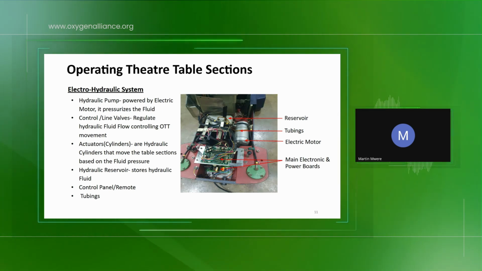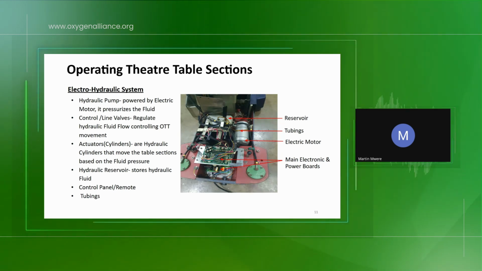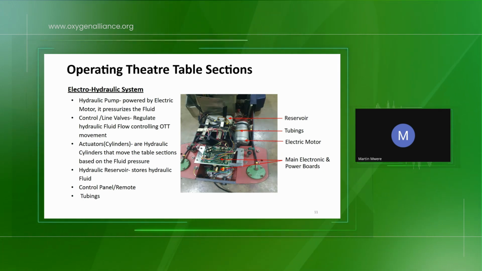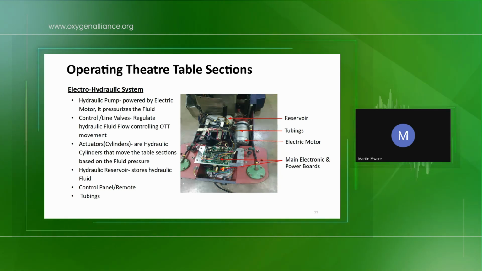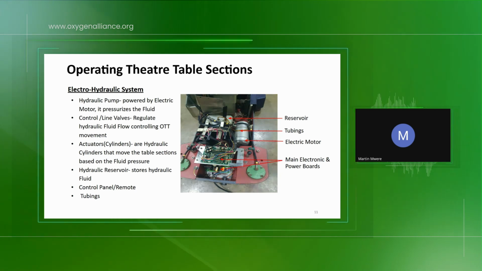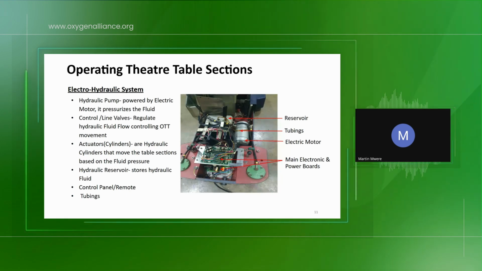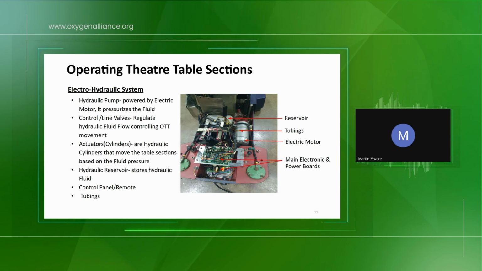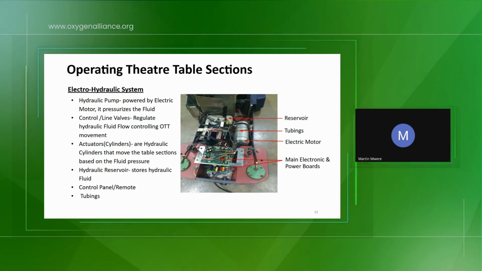What contains the electro-hydraulic system? It contains a hydraulic pump, which is powered by an electric motor to pressurize the fluid within the tubings. We have the control valves. We would want to allow the hydraulic fluid to flow in one direction. So that's why we have the valves to control the fluid flow. And when you are controlling that fluid flow, we have the actuators or the cylinders. These are hydraulic cylinders that move the table sections based on the fluid pressure.